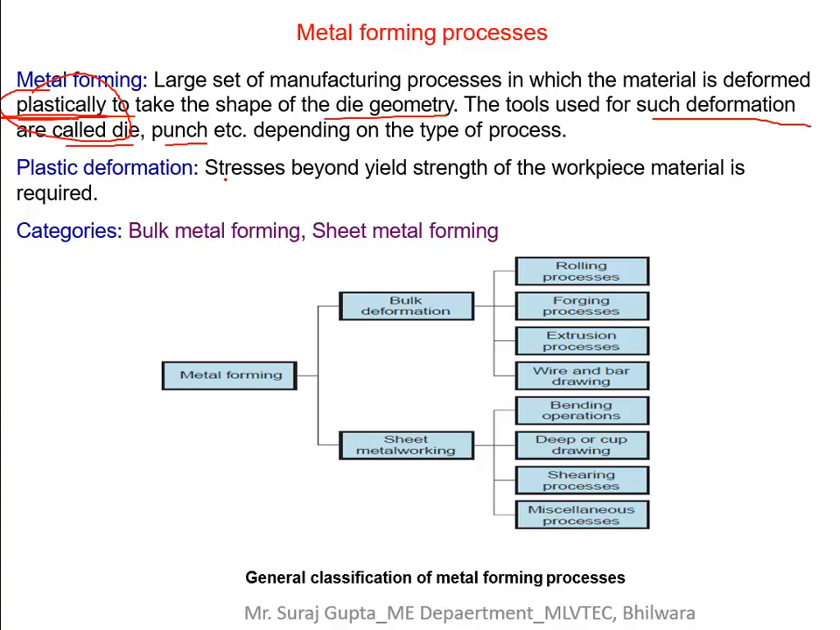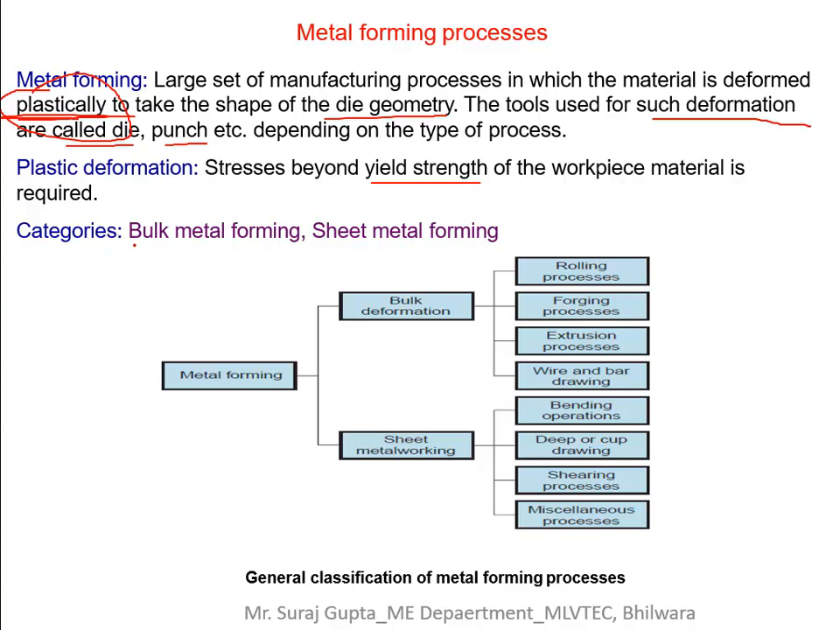So what is plastic deformation? Stresses beyond the yield strength of the workpiece material are required to make plastic deformation. So what is yield strength? Yield strength is that strength of the material below which the applied force will not cause permanent deformation or plastic deformation, but after yield strength the material will deform plastically. So to make permanent deformation, we need to apply a force more than the yield strength of the material.